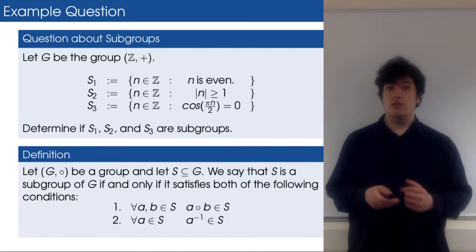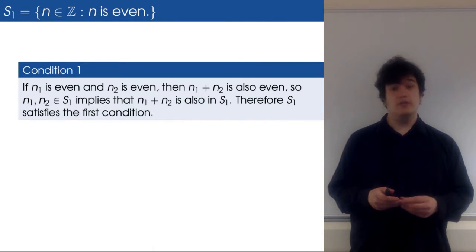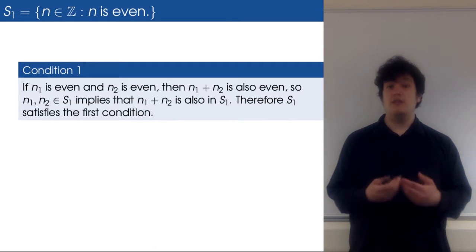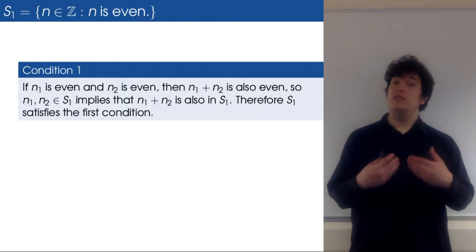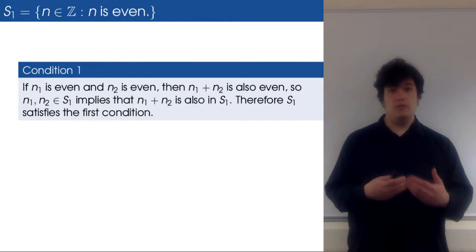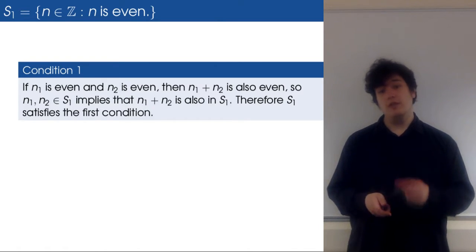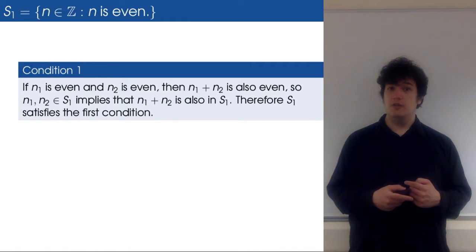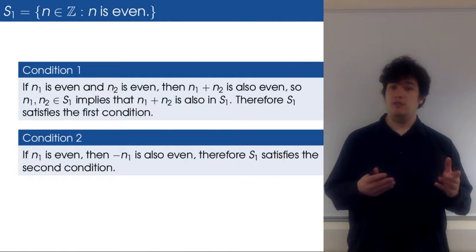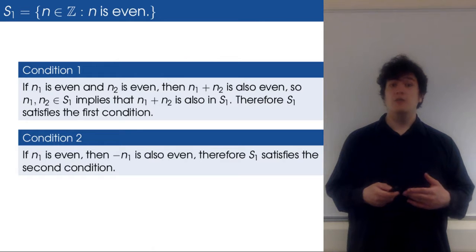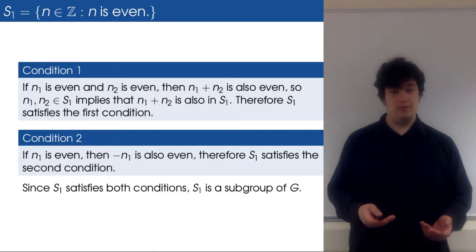Let's apply this to S1, the set of all even integers. I'm going to look at condition 1, which I'm going to prove using a direct proof because it's a fairly simple situation. We take two arbitrary elements of S1, add them together, the result is still even, so still in S1, so S1 satisfies condition 1. Let's look at condition 2. If n is even, then its minus is even. So S1 satisfies condition 2, which, since S1 satisfies both condition 1 and condition 2, means it's a subgroup.